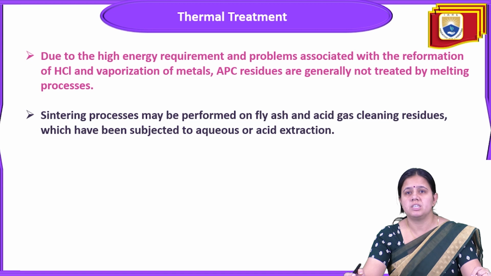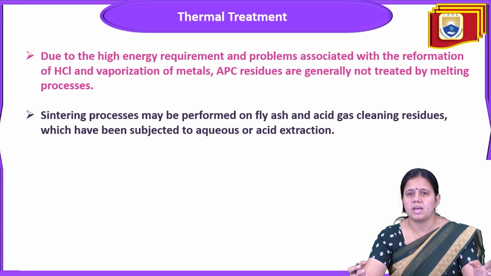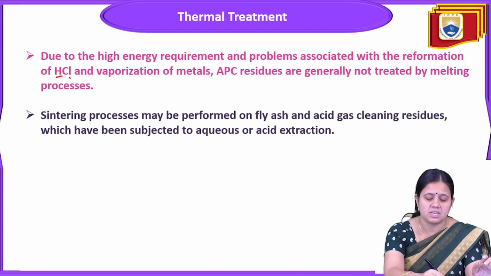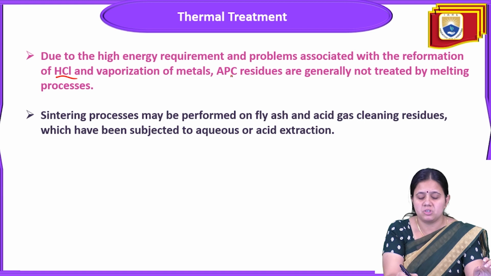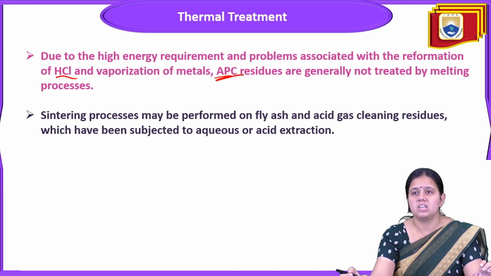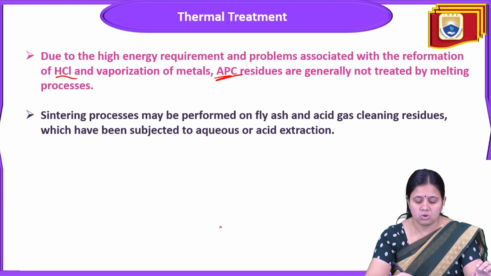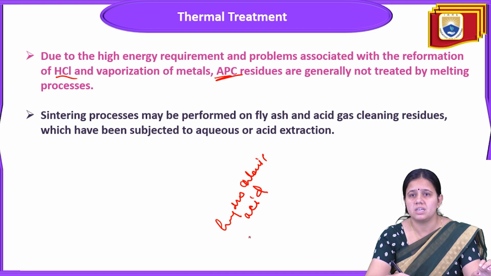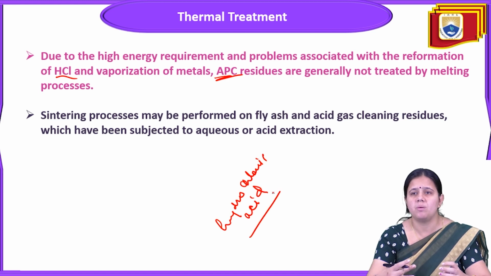Next treatment is again the thermal treatment. Due to the high energy requirement and problems associated with the reformation of hydrochloric acid and vaporization of metal, air pollution control residues are generally not treated by melting processes. And a sintering process is also there. The sintering process can be performed on fly ash and some acid gas cleaning residue that has been subjected to aqueous or acid extraction.